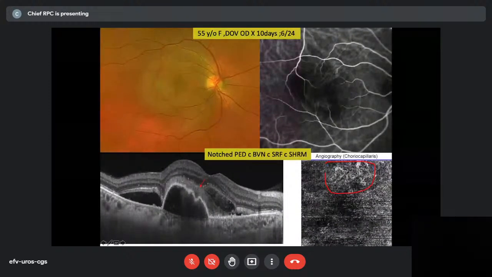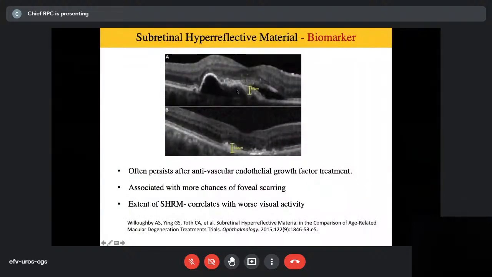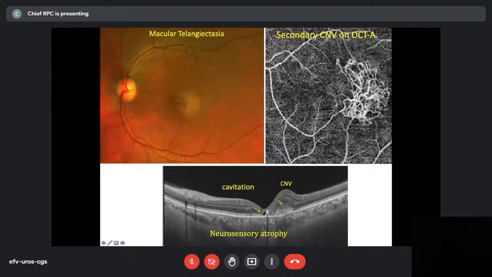So this tells us some little hyperreflective material is actually a biomarker with more chance of foveal scarring, and correlates with poorer visual acuity. So this is another lesion which you've seen so commonly, and is a little pale with some hyperpigmentation, with venules dipping down. And this is a neurodegenerative condition.